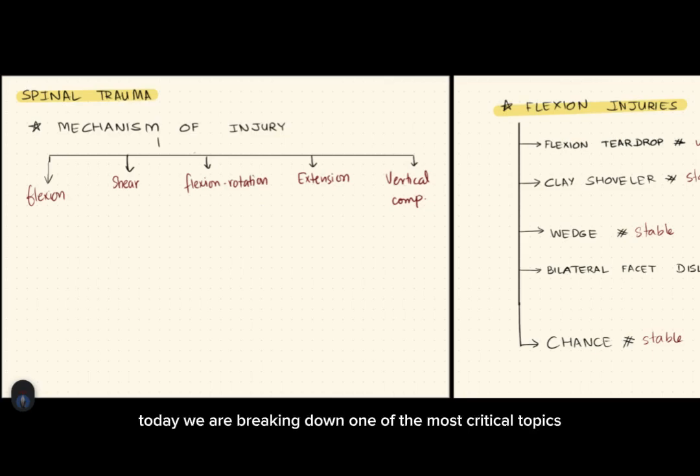Today, we are breaking down one of the most critical topics, that is spinal trauma from Rosen's Book of Emergency Medicine. Let's get started. So, injuries to the spine occur particularly in a patient that has got multi-system trauma, but when it is missed, it can lead to significant morbidity and mortality.